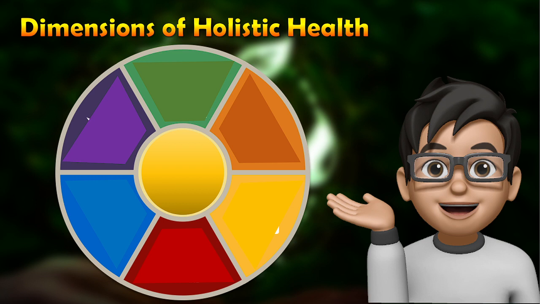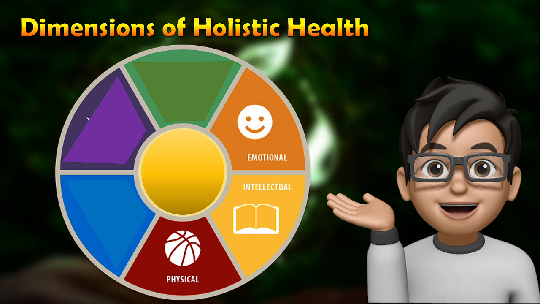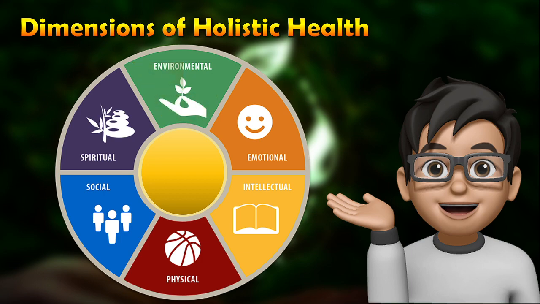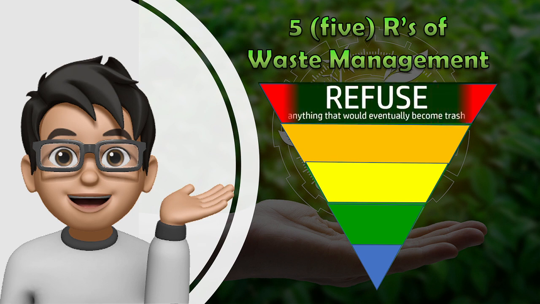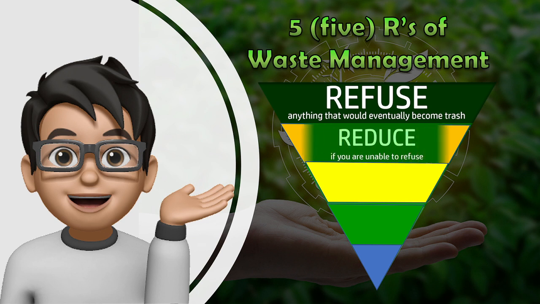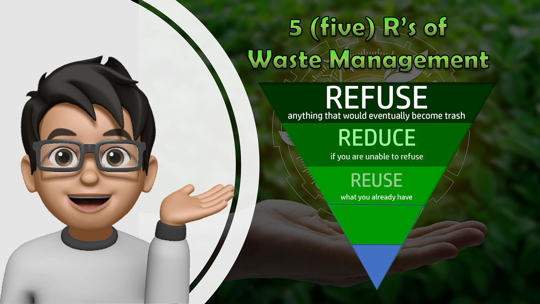To sum up our lesson, again, these are the dimensions of holistic health: physical, mental or intellectual, emotional, social, spiritual, and environmental health. And these are the 5 R's of waste management: refuse, reduce, reuse, repurpose, and recycle.